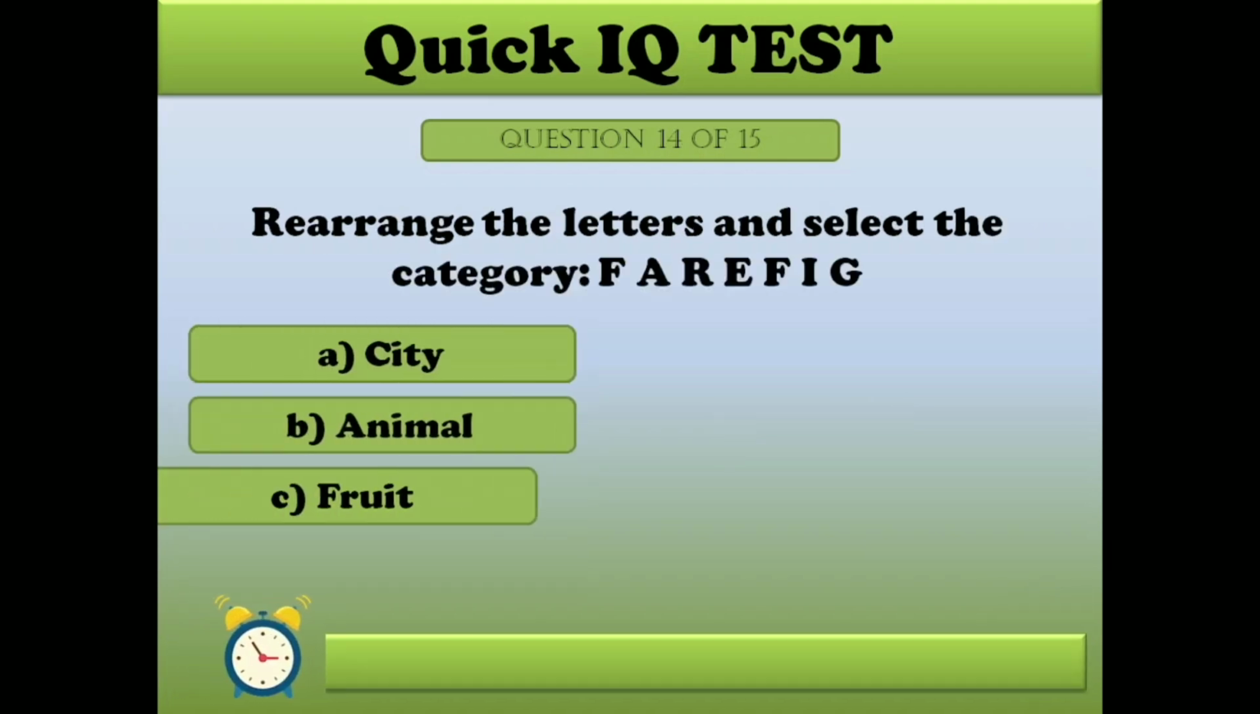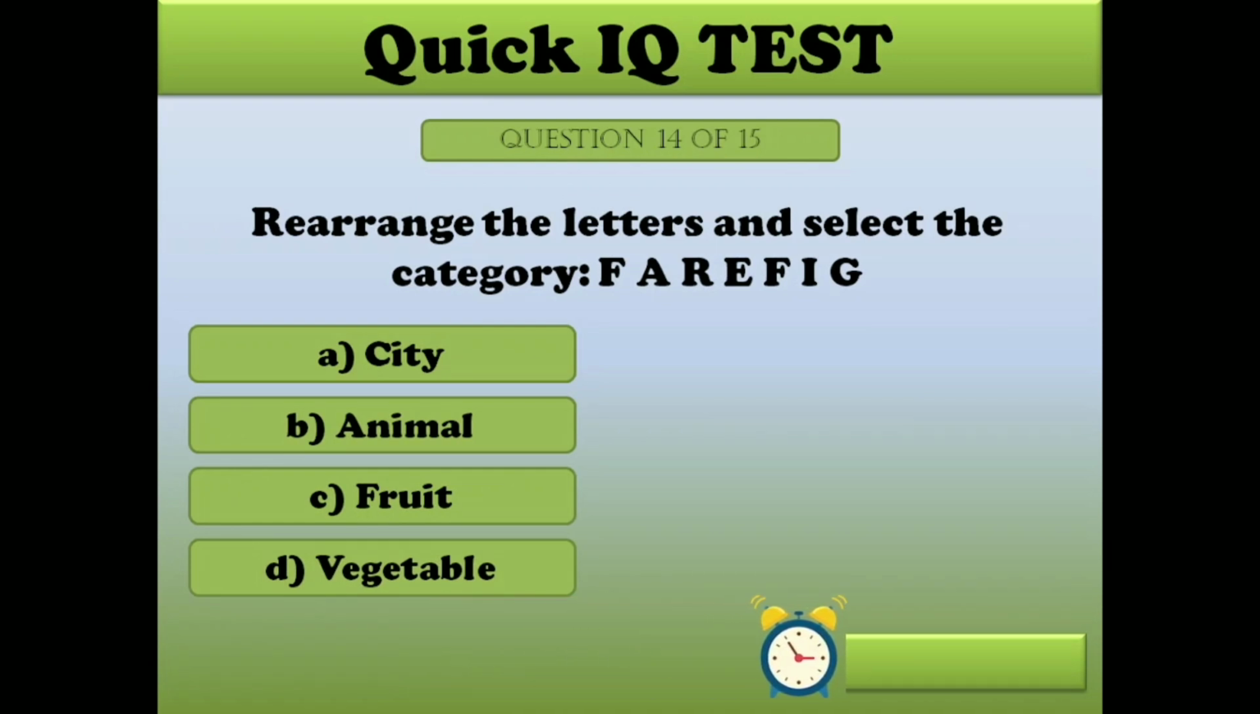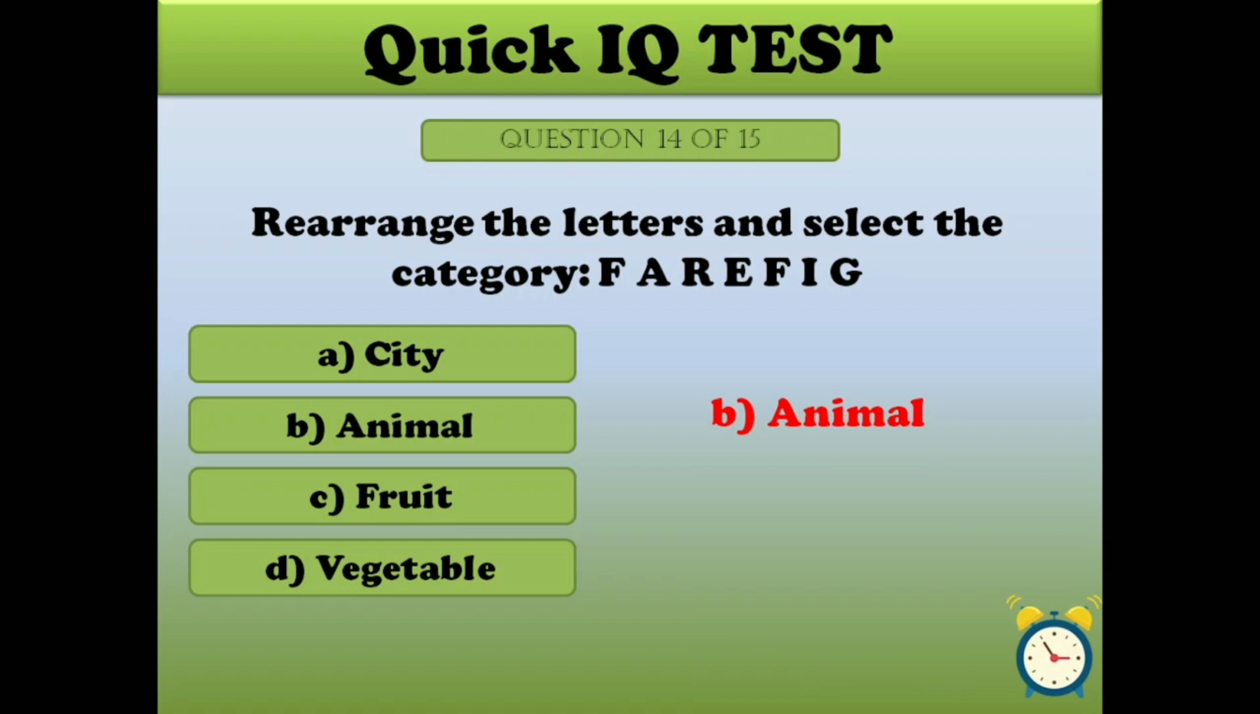Rearrange the letters and select the category: FAREFIG. Arrange it. It's easy. Yes, option B, animal. As you rearrange the letters, you will get giraffe and it is an animal.